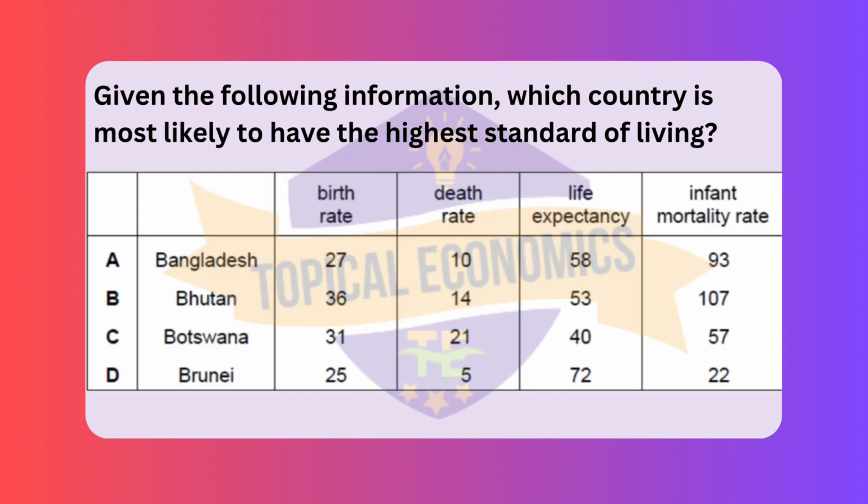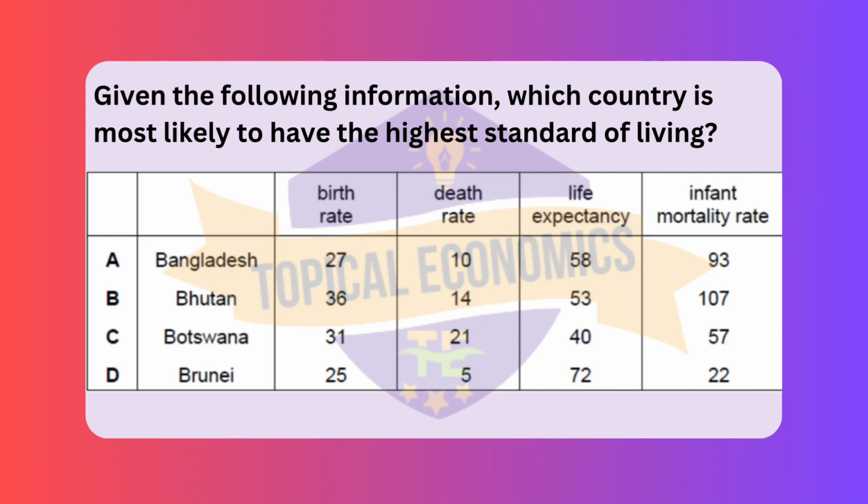Moving to the 14th question. Given the following information, which country is most likely to have the highest standard of living? This question is from year 2019 May-June version 1. The correct answer for this question is option D.